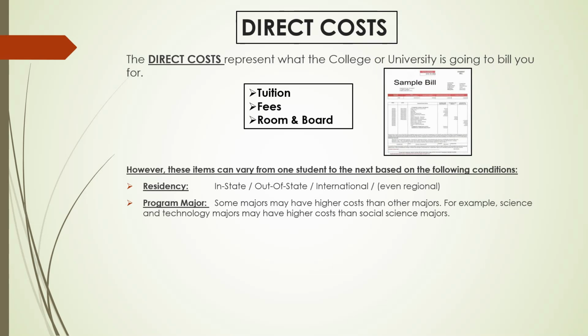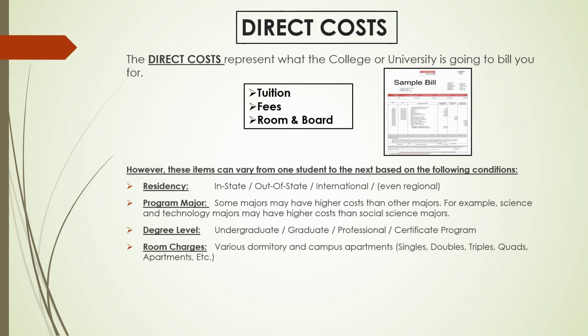The next one could be a program major, so some majors will have higher costs than others. Usually a science or technology major where you have a lab attached to it may have a higher cost than, for instance, a social science major. Your degree level will make a difference, whether you're an undergraduate student, a graduate, a professional program such as law and dental, or even if you're in a certificate program.